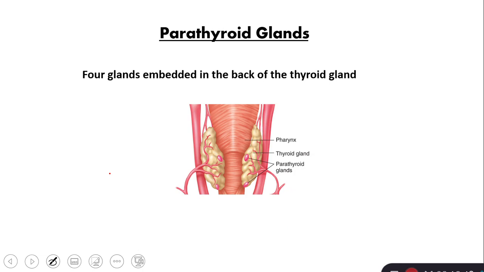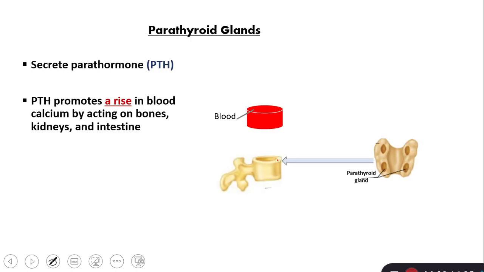There are 4 small glands at the posterior side of the thyroid gland. We call them parathyroid glands. Those 4 little glands, parathyroid glands, produce the parathormone hormone. And this hormone promotes increase in the blood calcium level by acting in the bones, getting the stored calcium from the bones into the circulation.